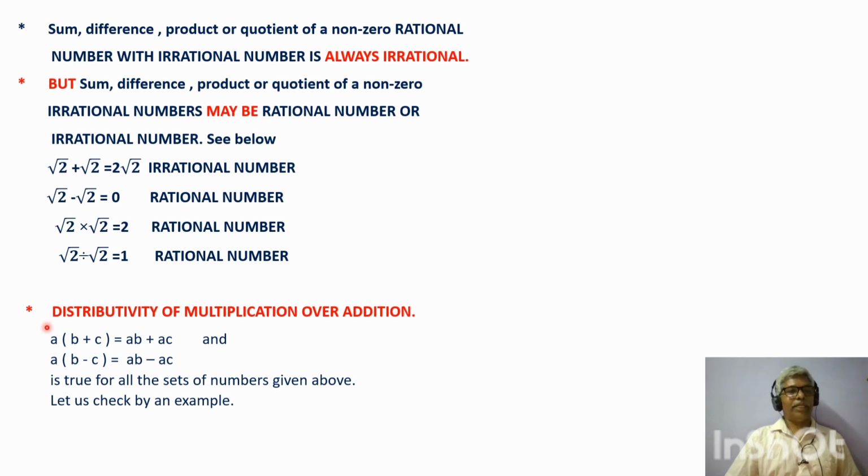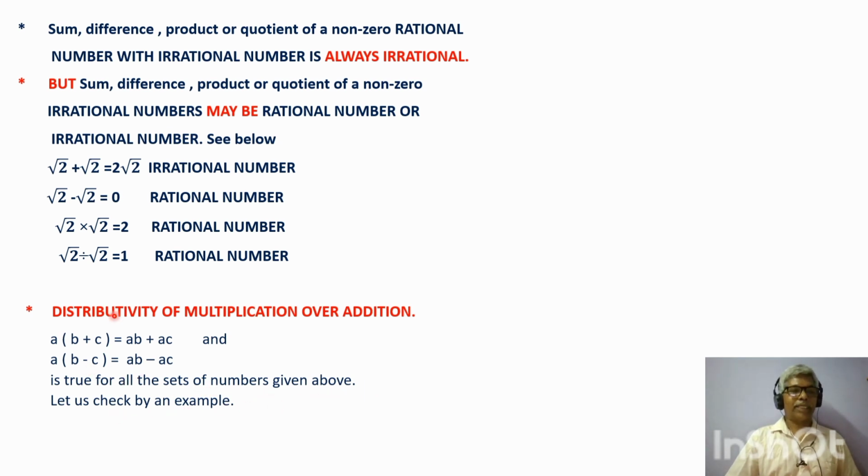Another property, distributivity of multiplication over addition. See, A into bracket B plus C gives you A into B plus A into C. Similarly for subtraction, A into bracket B minus C is AB minus AC. This is true for all the sets of numbers given above.